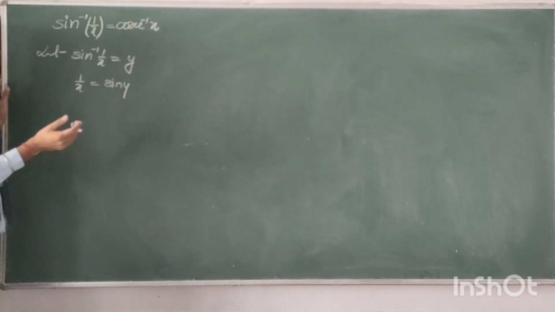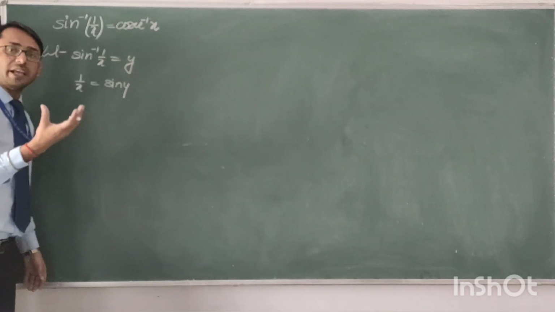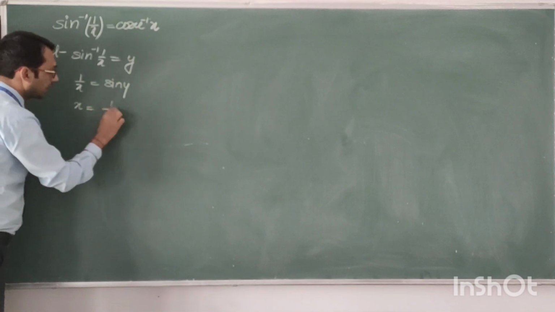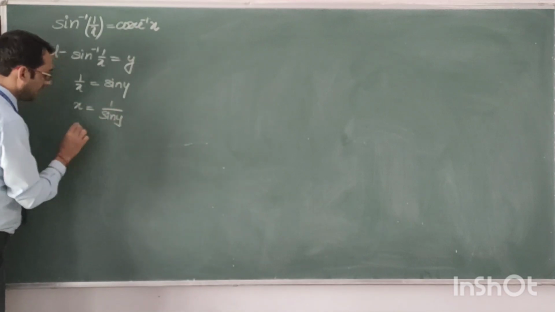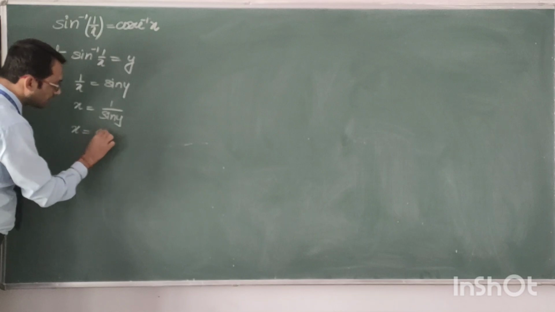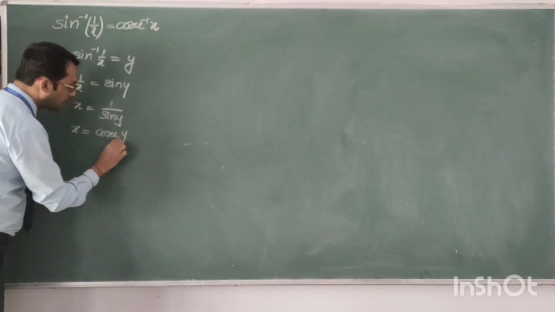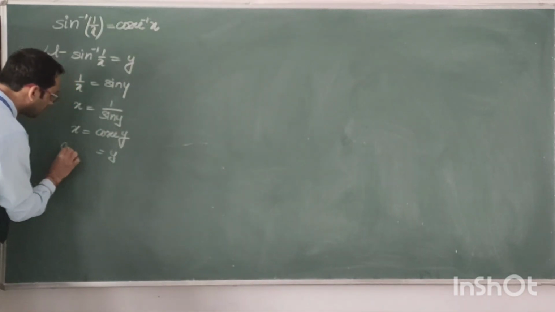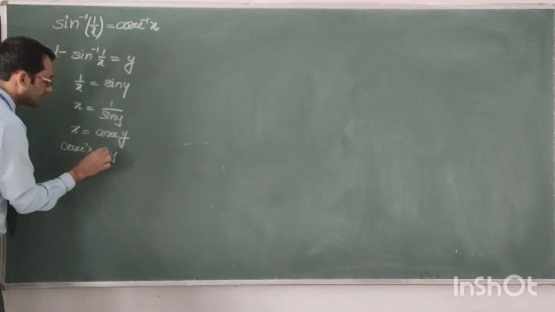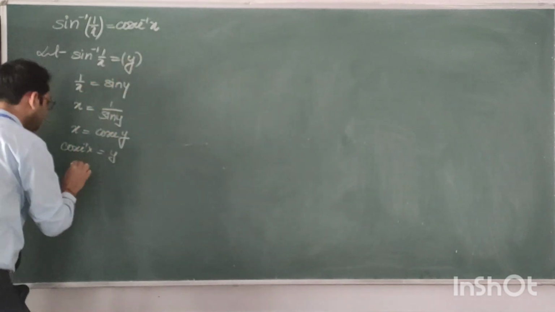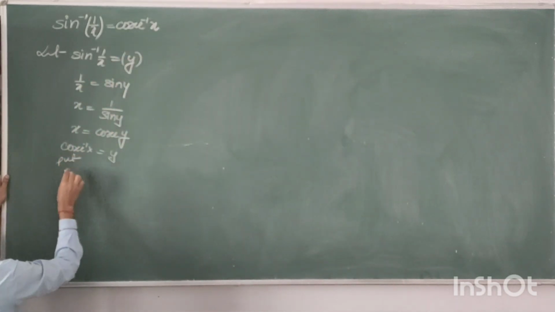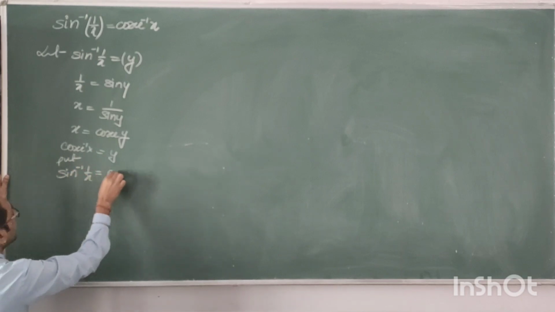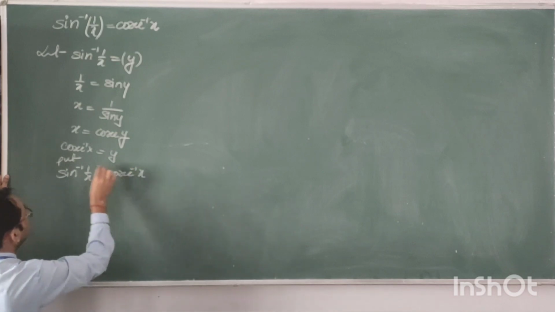Now we are going to invert it, means we are applying invertendo. Invertendo means this will become x and this will become 1 upon sin y. So x can be written as cosec y. 1 upon sin can be said as cosec. So y could be written as cosec inverse x. The value of y I am going to put over here. So sin inverse 1 upon x can be said as cosec inverse x.